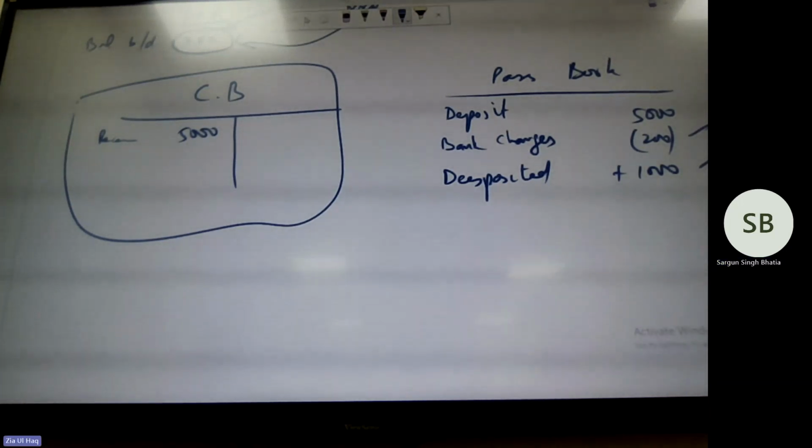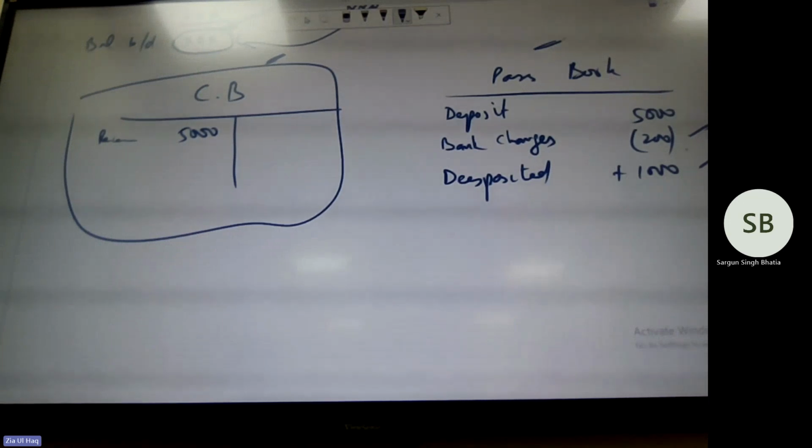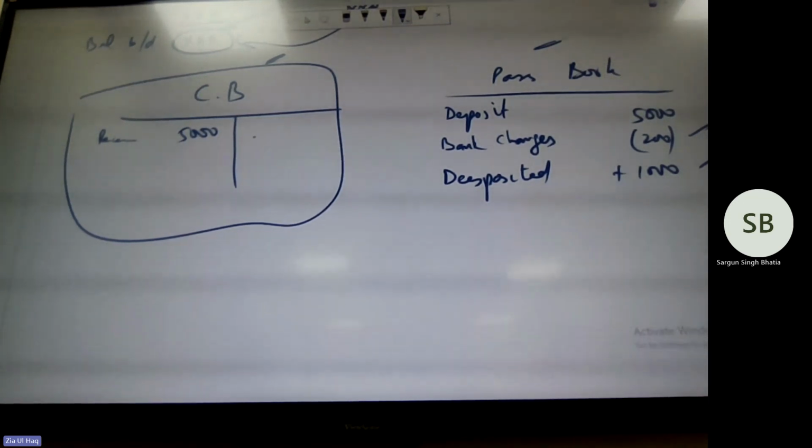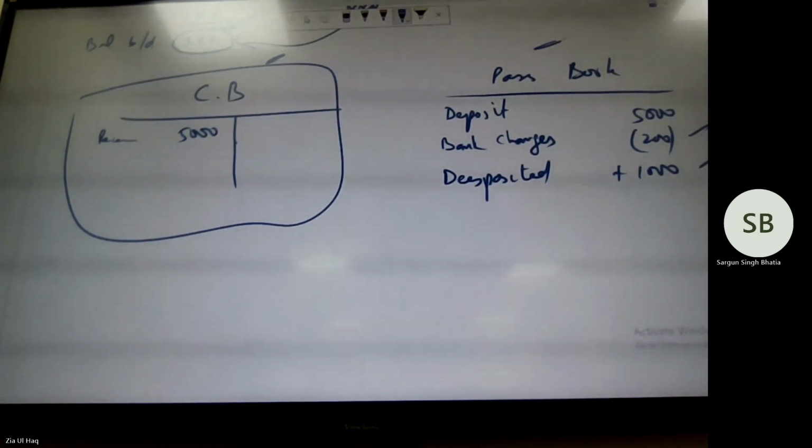This means what we need to do every month, we need to compare our cash book with passbook, and make sure that if there are any entries in the passbook but not in the cash book, we record them in the cash book. There might also be some entries in our cash book that have not been recorded in the passbook.